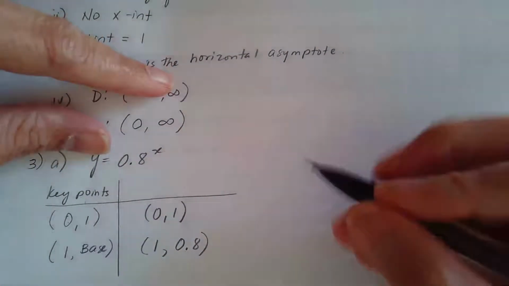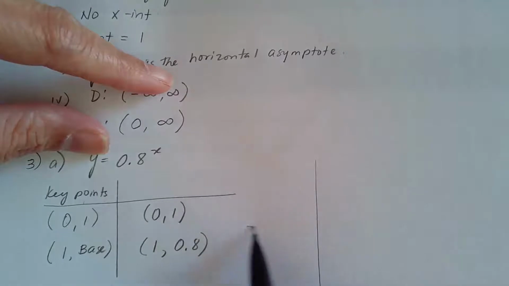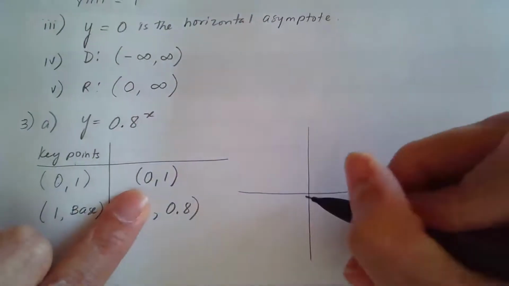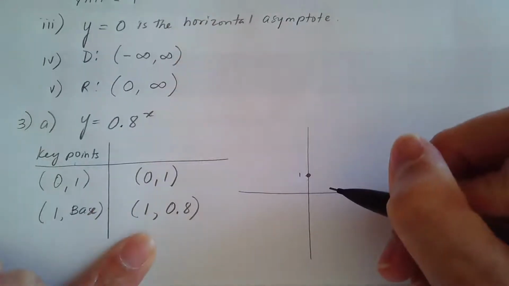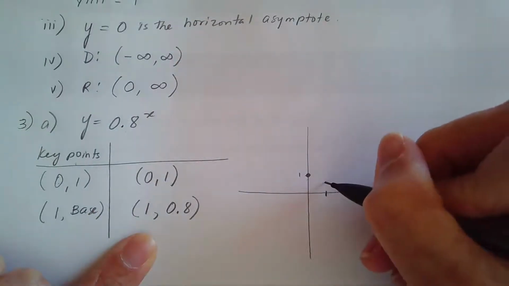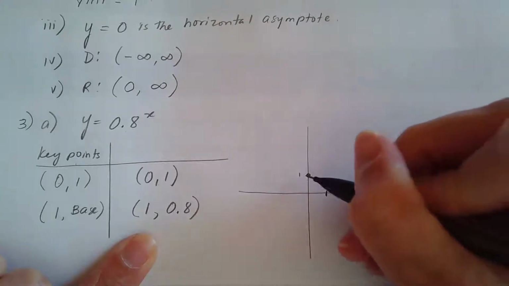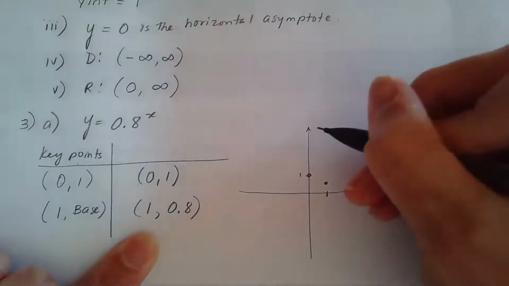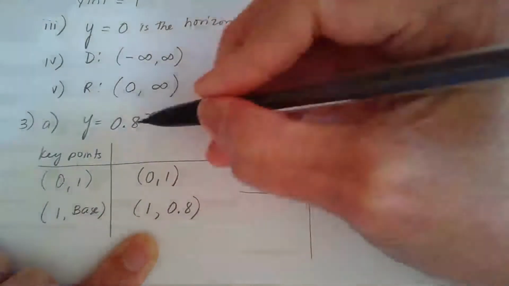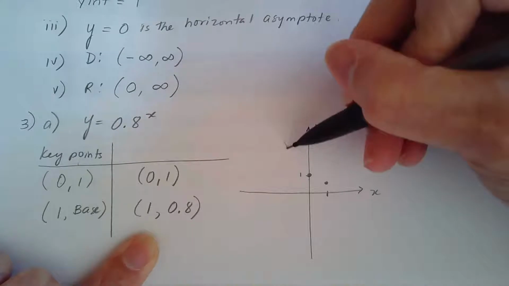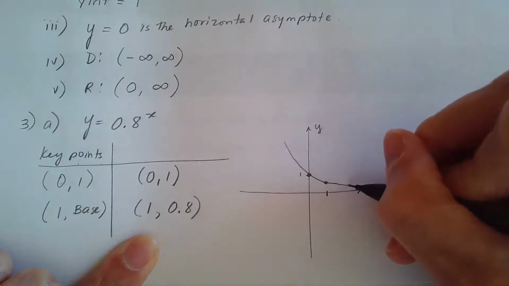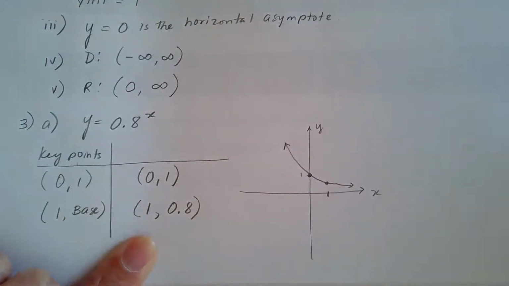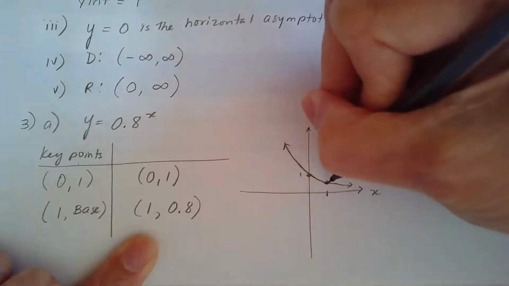So let's take a look. Okay, so the key points are (0, 1) and then (1, 0.8). It's right there. So as the exponent increases, it's going to decrease this way. Okay, so that's what the graph looks like.